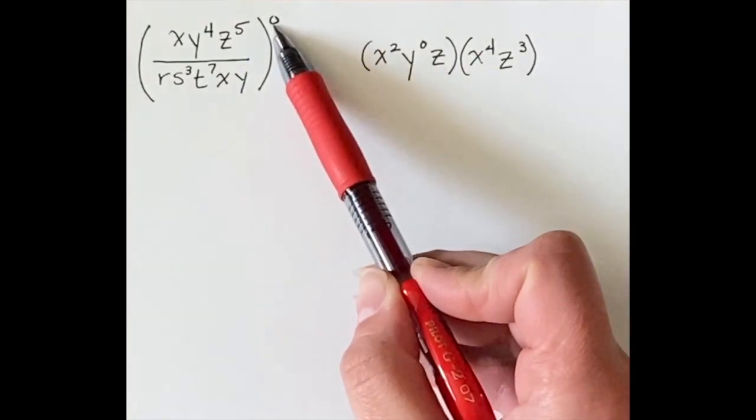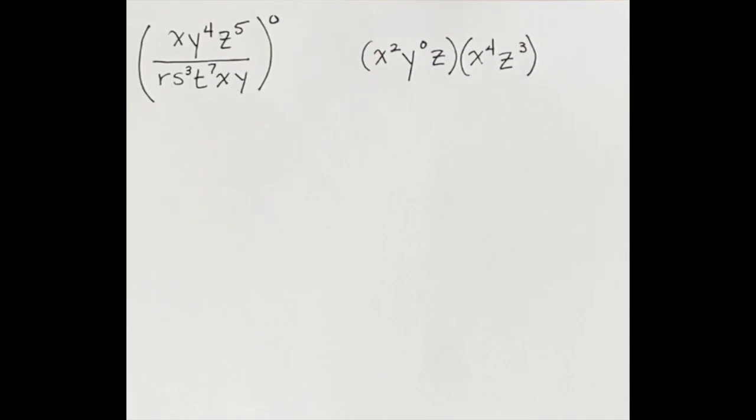Today we are looking at the zero exponent rule. When something is raised to the power of 0, it's equal to 1.